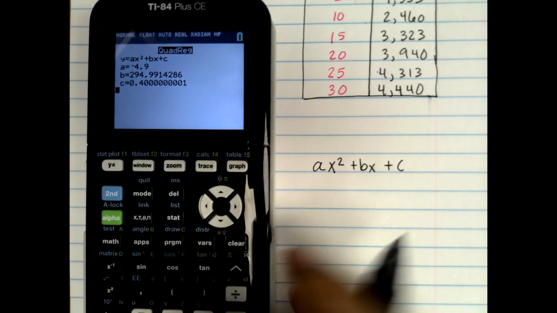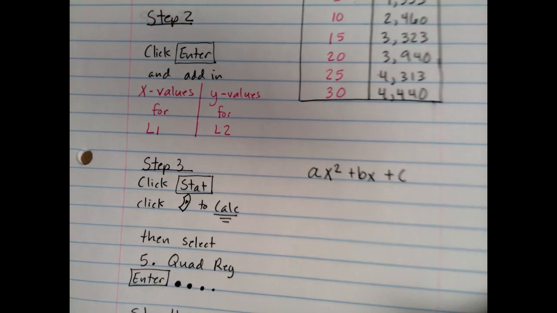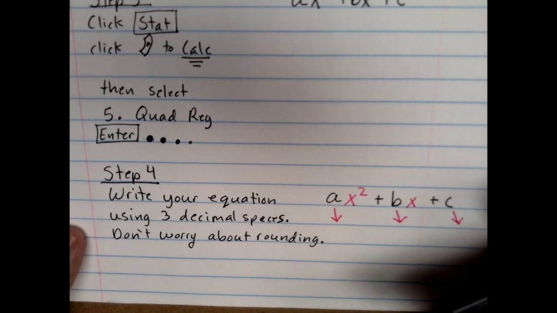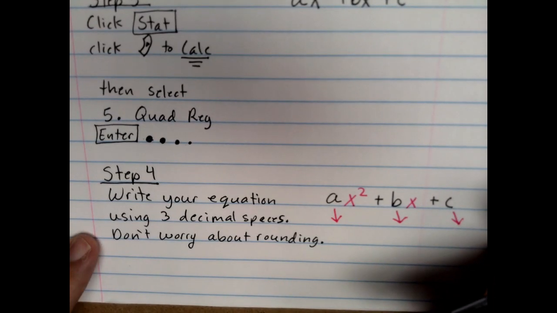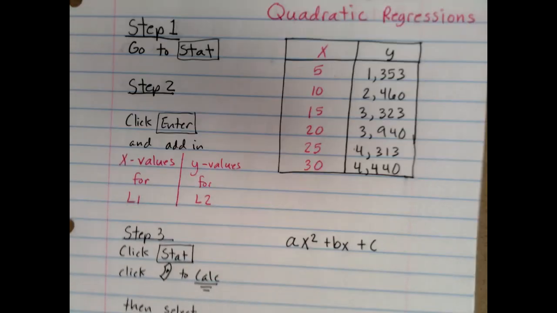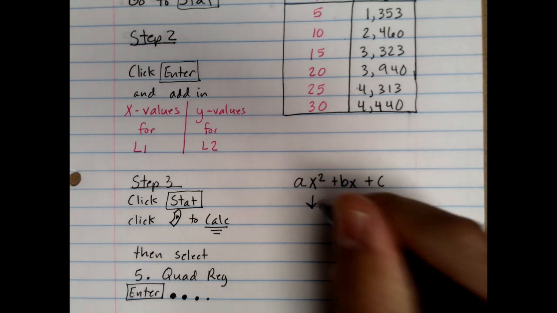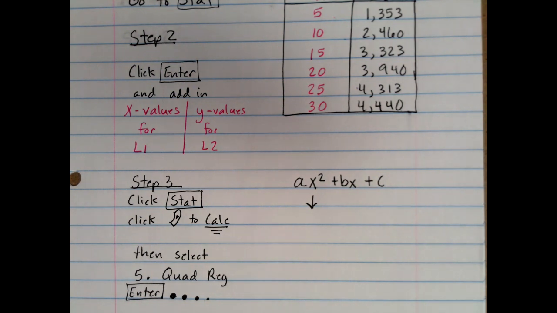Now I'm going to replace those values, because that's our next step. If we move up here to step 4, notice it says write your equation using 3 decimal places and don't worry about rounding. What I found is that if you're trying to make a prediction, in every test I've ever seen, if you just write 3 decimal places to the right of the decimal, everything's going to come out correct. So let's start off with the first one.